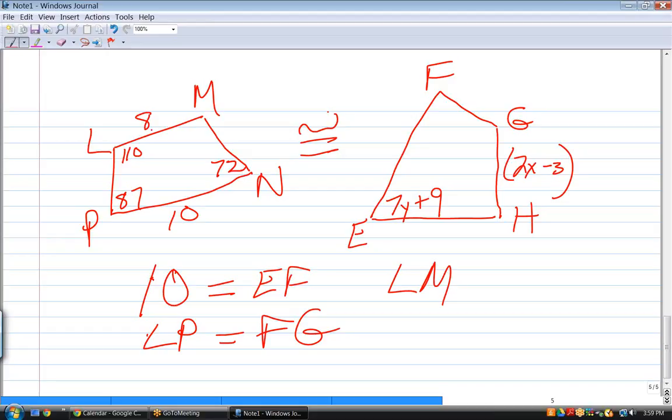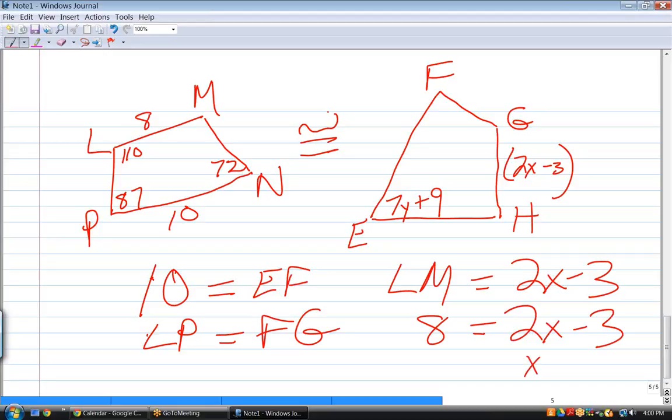Well, if I start with LM as opposite the PN, and I know that PN is equal to EF, then whatever side is opposite to EF is opposite to LM. So I can say that LM is equal to 2x minus 3, which is GH, and they've given me 8 for LM. So that allows me to solve for x. Is x going to be equal to? Never going to pass up an opportunity to practice your algebra.